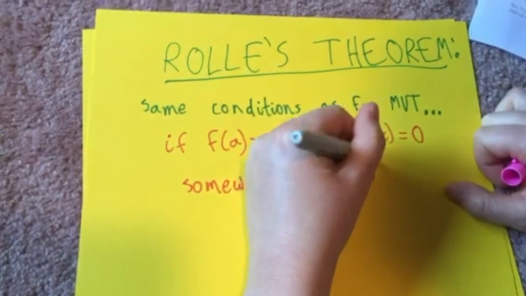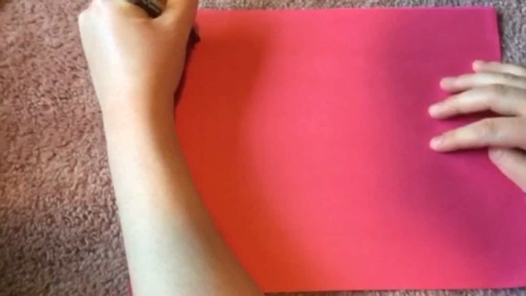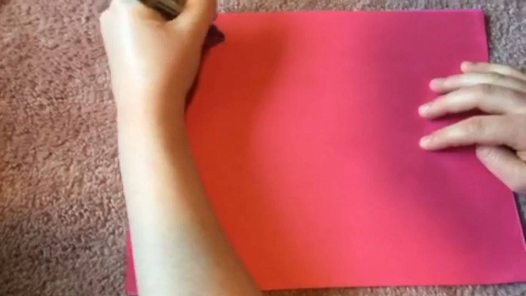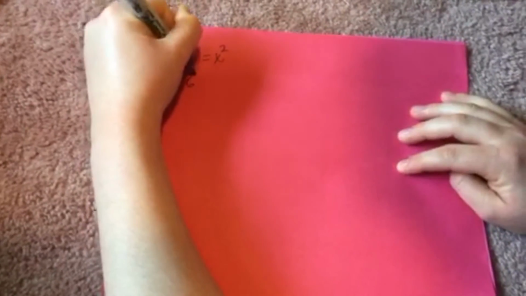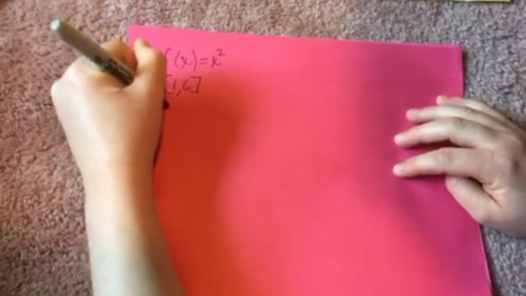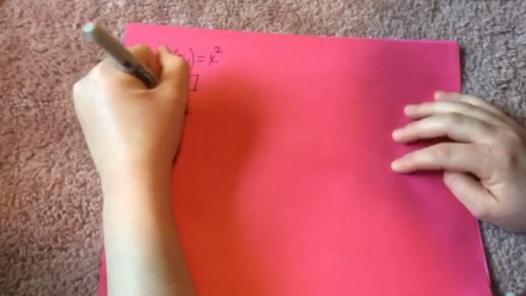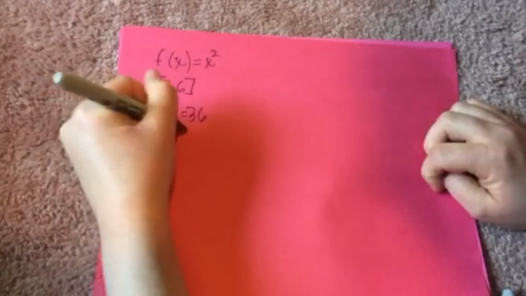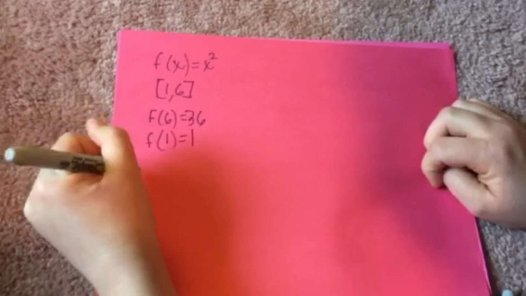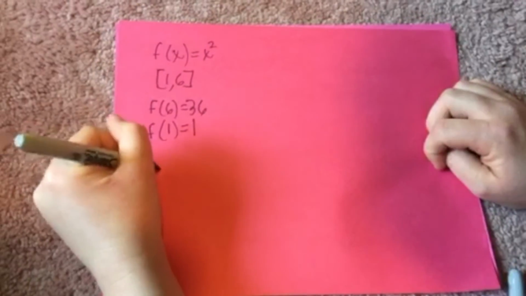Let's try an example with the mean value theorem. Start with the function f of x equals x squared on the closed interval from 1 to 6. At what point c does the instantaneous rate of change equal the average rate of change? First off, always make sure that the mean value theorem applies. In this case, we're good. Continuous, closed interval, everywhere differentiable.